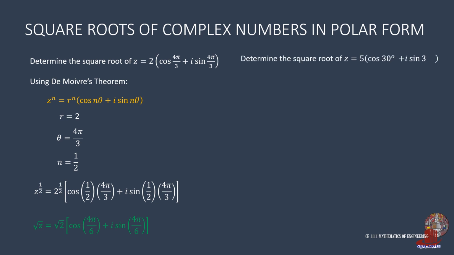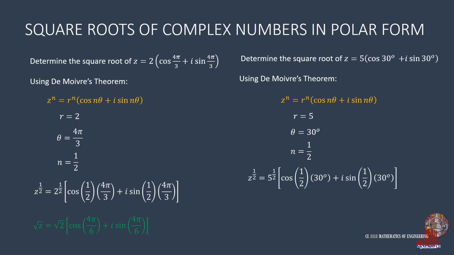Another example is to take the square root of 5 cosine of 30 degrees plus i sine of 30 degrees. Using the same theorem, we can denote r as 5, theta as 30 degrees, and n as 1/2. So z raised to 1/2 is 5 raised to 1/2 times cosine of half of 30 degrees plus i sine of half of 30 degrees, simplified as the root of z equal to the square root of 5 times cosine of 15 degrees plus i sine of 15 degrees.